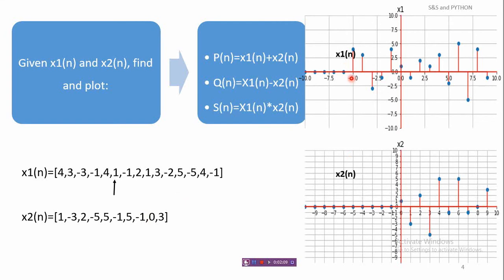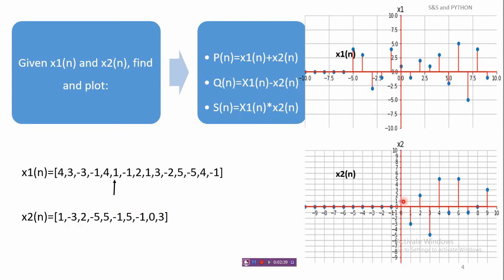So x1 of n ranges from minus 5 to plus 9. So at minus 5 its value is 4, at minus 4 it is 3, at minus 3 it is minus 3, at minus 2 it is minus 1, at minus 1 it is 4, and at 0 it is 1, and it continues. And x2 of n starts from 0, it ranges from 0 to plus 9, 0, 1, 2, 3, 4, 5, 6, 7, 8, 9.